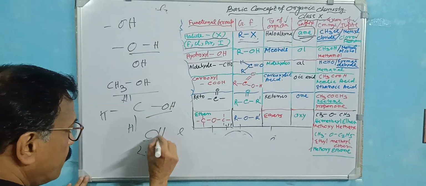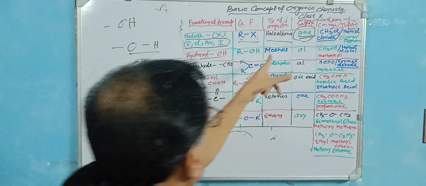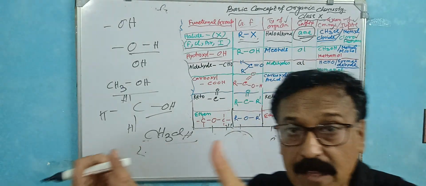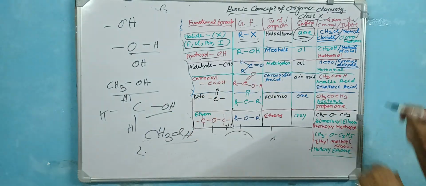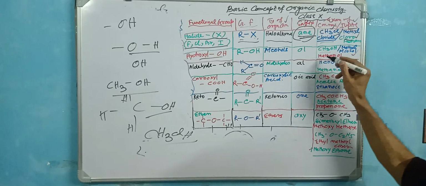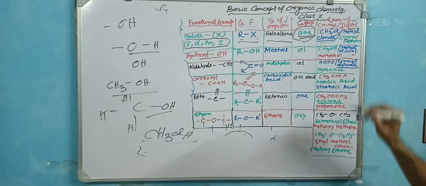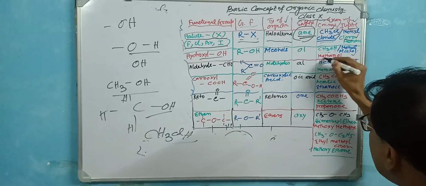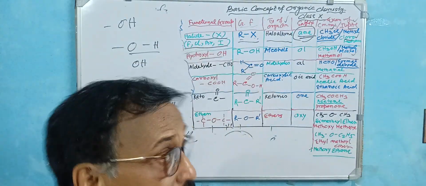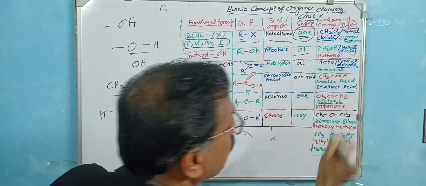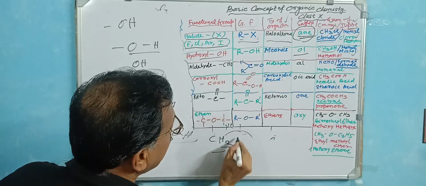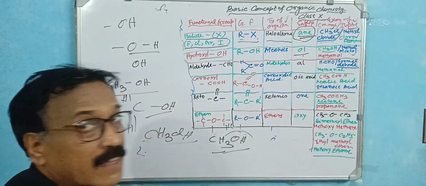So CH3OH is called alcohol. What is the name? The suffix is -ol. CH3OH, methyl alcohol is the general name, coming from methane, the methyl group. But in the case of the IUPAC name, methanol. From the methane group, methanol. This is the IUPAC name. Is it clear to you?